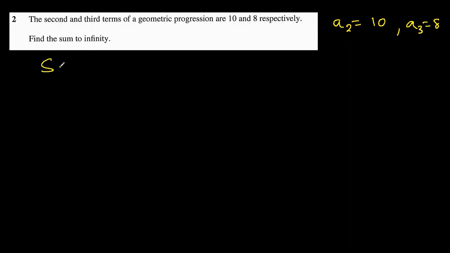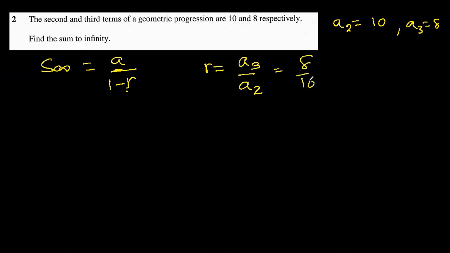So sum to infinity is a over 1 minus r. So we have to find the first term as well as the common ratio. Common ratio r is equal to any term divided by the previous term. So we can write A3 divided by A2, which are given to us, right? So A3 is 8 divided by A2, which is 10, and we can simplify it to 4 over 5. This is r.